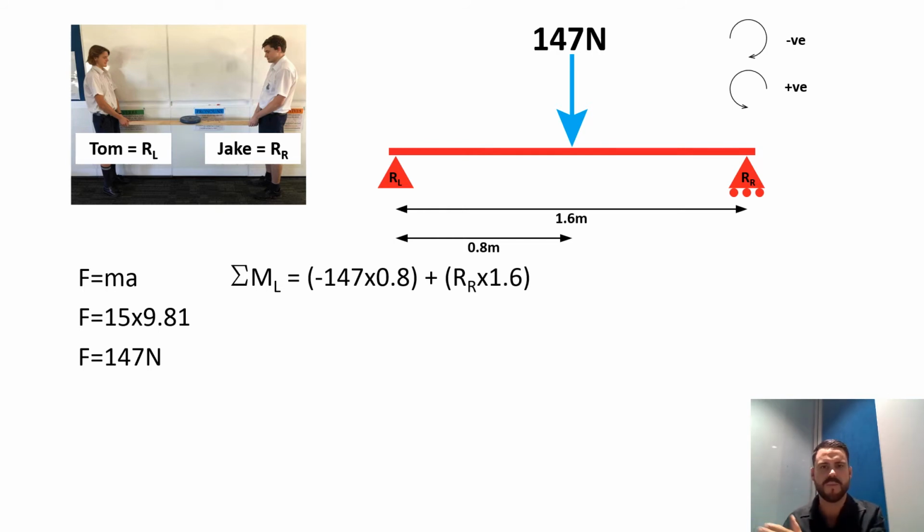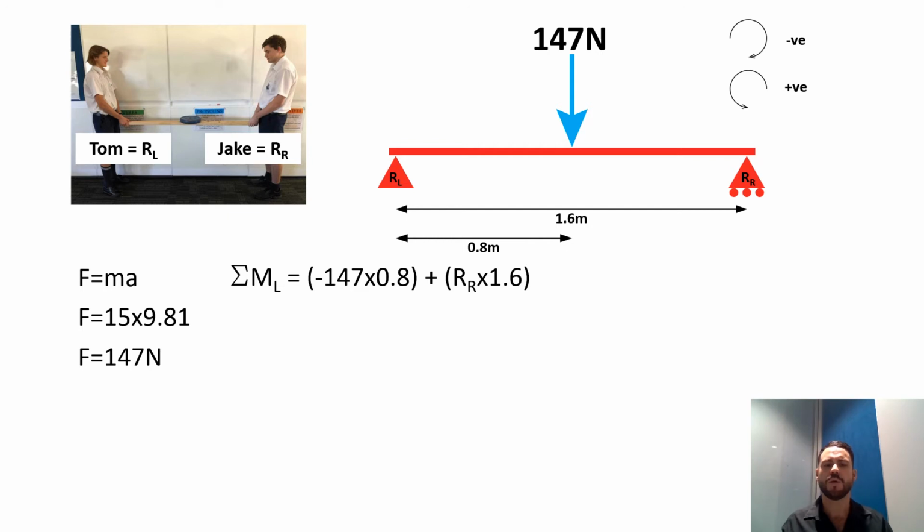All right. So when we explored this in Unit 1, I get my students to break down the equation into pieces. In this case, we're only really using one force, but there are two things occurring. We're taking the moments from the left-hand side. So we've got sum of moments left equals our force coming down, 147 newtons, multiplied by our perpendicular distance, 0.8. Now think about the second part of the equation. I've then got a positive value, reaction right, multiplied by the total distance of 1.6.